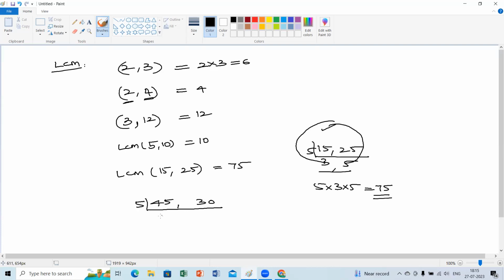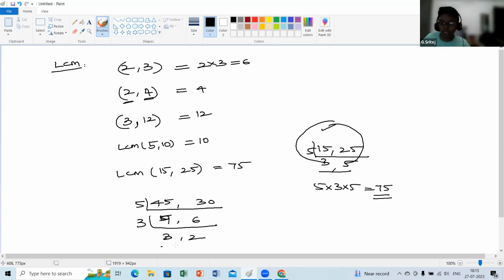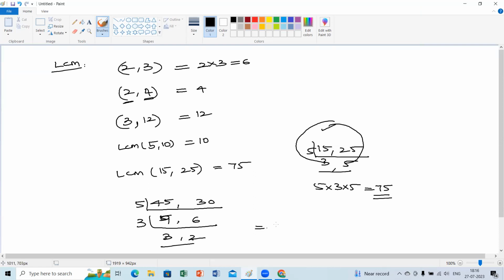Divide with the 5 table. 5 nines are 45, 5 sixes are 30. Again, 9 and 6 are divisible by 3. 3 twos are 6. Now 3 twos are 6, 6 fives are 30, 30 threes are 90. Very good. Who said 90? Absolutely correct. Right, Sritej. These are the basics to do your addition and subtraction.